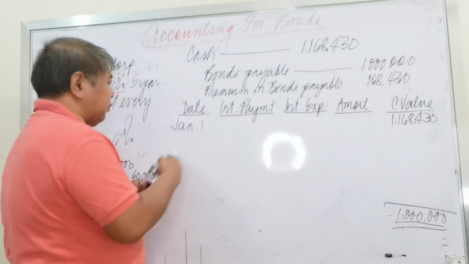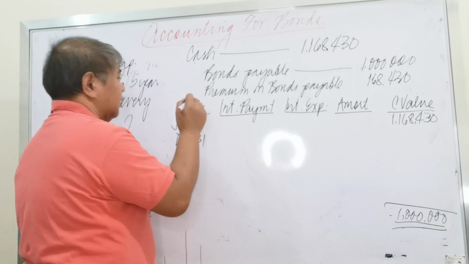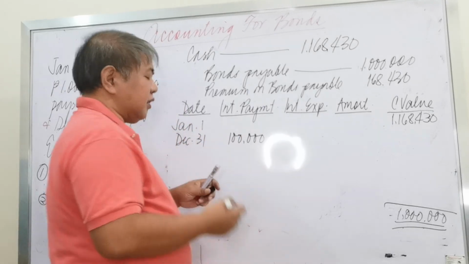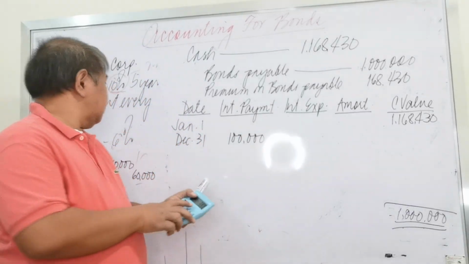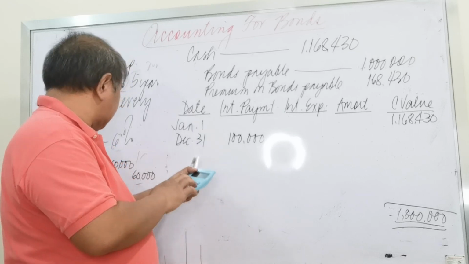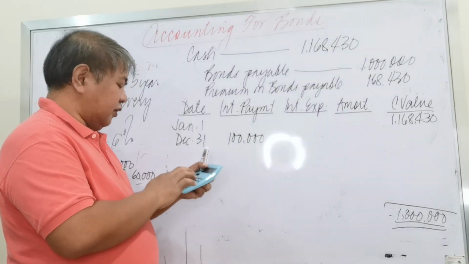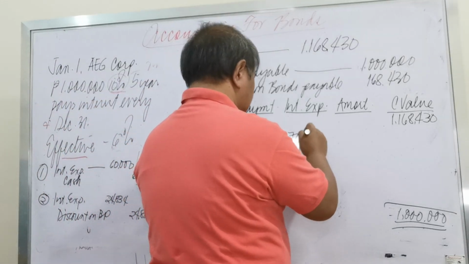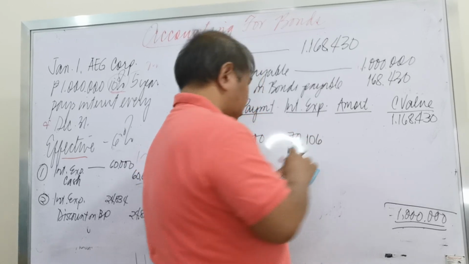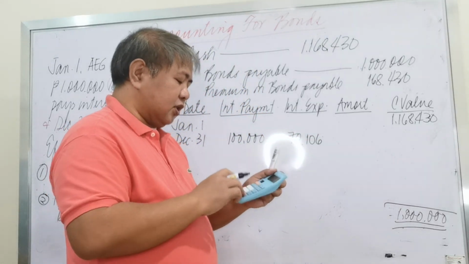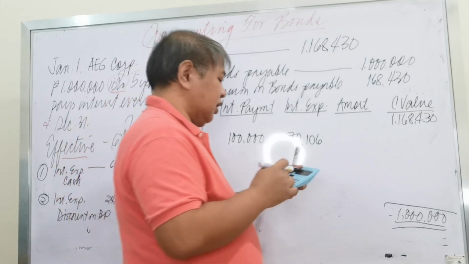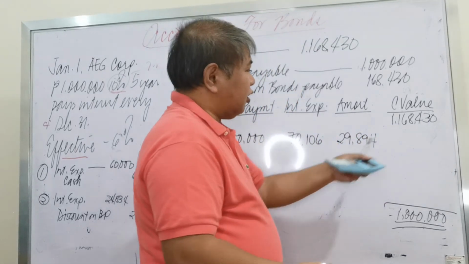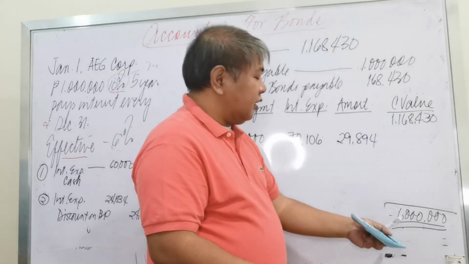Okay? So therefore, on December 31st, again, the company will pay 100,000. Okay? But the interest expense is 0.06 times 1,168,430. So this is 70,106. Okay? So that's 100,000 minus 70,106. That would be 29,894. Again, if you look at this one, the carrying value is higher than the principal amount.